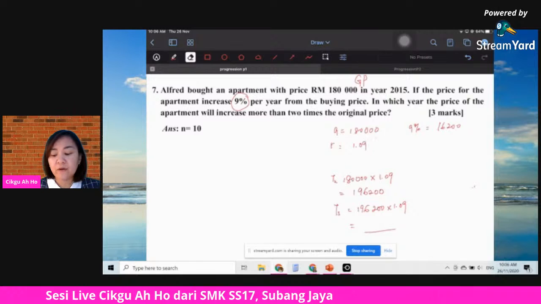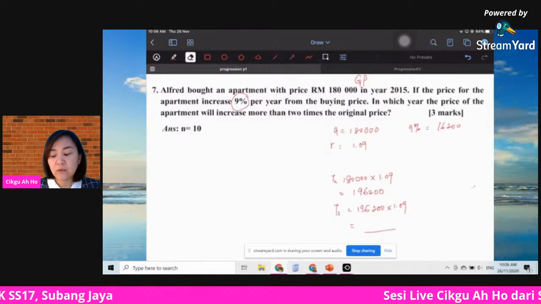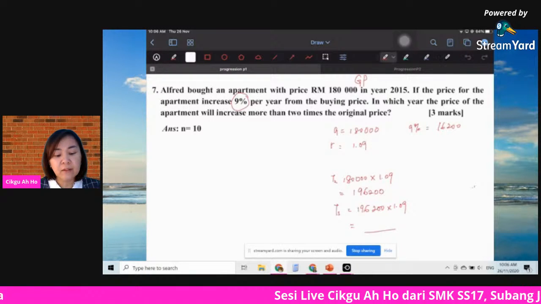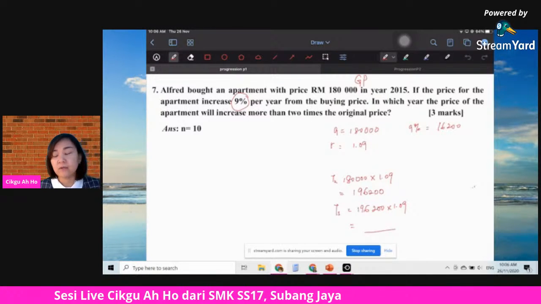Now you want to find the part where the price increases more than 2 times. More than 2 times means 180,000 times 2, which is 360,000. Okay, 360,000.